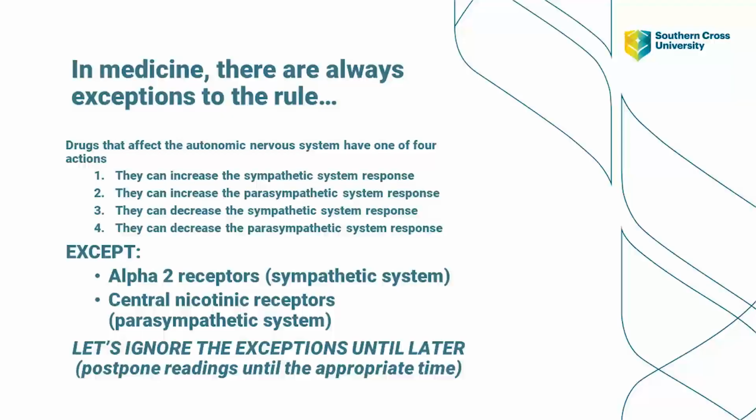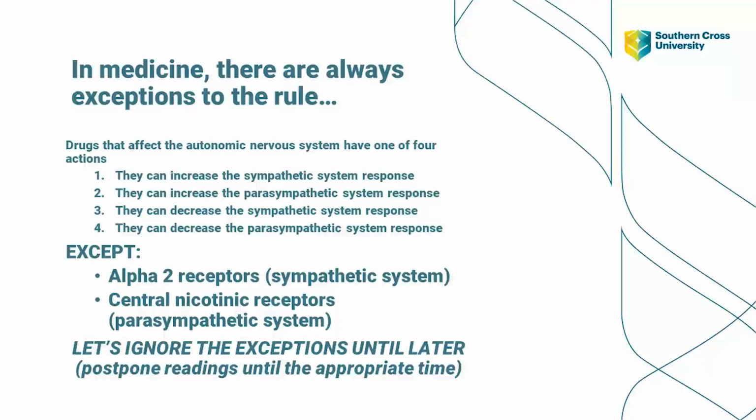So whatever hits the alpha 2 receptor, it's going to pretty much do exactly opposite of what our rule is talking about. We're just going to put the alpha 2 receptor aside. That's going to make things really easy. We're going to talk about the alpha 2 receptor much later in this unit. And for right now, we're just going to concentrate on everything but the alpha 2.